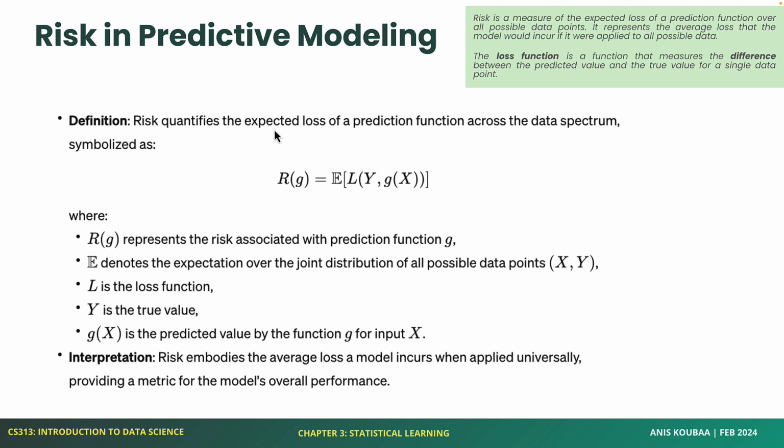So the risk quantifies the expected loss. Expected means the average of the losses across a data spectrum or across multiple samples. And R(g) represents the risk associated with the prediction g. So I have a function that converts, for example, number of rooms to prices. And this will be the risk. The E denotes the expectation over the joint probability between X and Y. L is the loss over a sample. And Y is the true value. And g(X) is the predicted value.